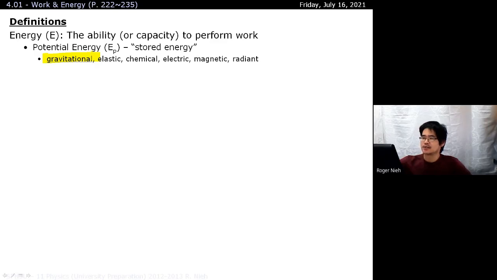Last night I did ask for you guys to please read ahead for the next chapter, so pages 222 through 235, and it briefly mentions all these terms here. So for grade 11, we're going to focus on gravitational energy at the first part. We will deal with nuclear energy, which I guess is not really mentioned here specifically, but I suppose it'll fall into the world of radiant energy. So those are the two primary ones we'll be talking about in this unit.